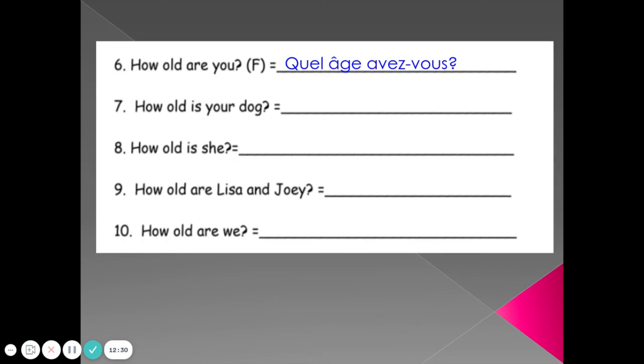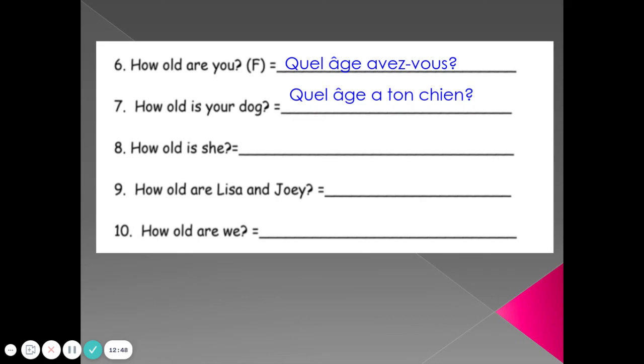How old is your dog? Quel âge? And then your dog, possessives, ton chien. That's the same thing as saying he or she. So use the he, she form of avoir. How old, what age has your dog? Quel âge a ton chien?